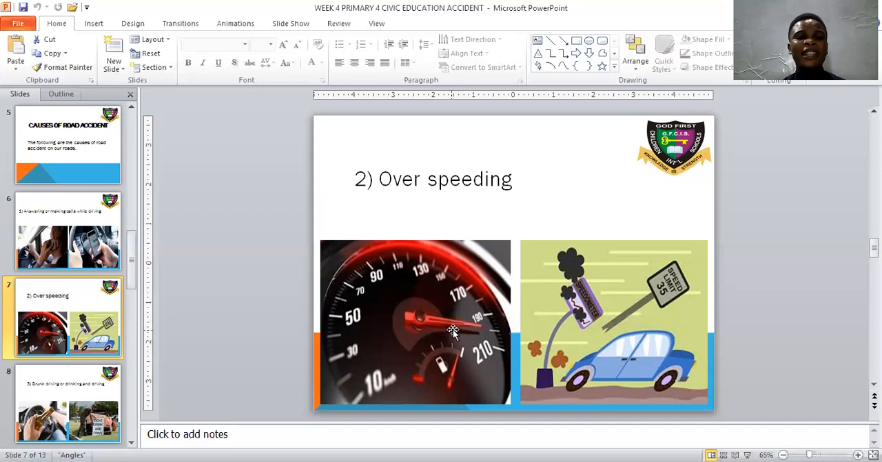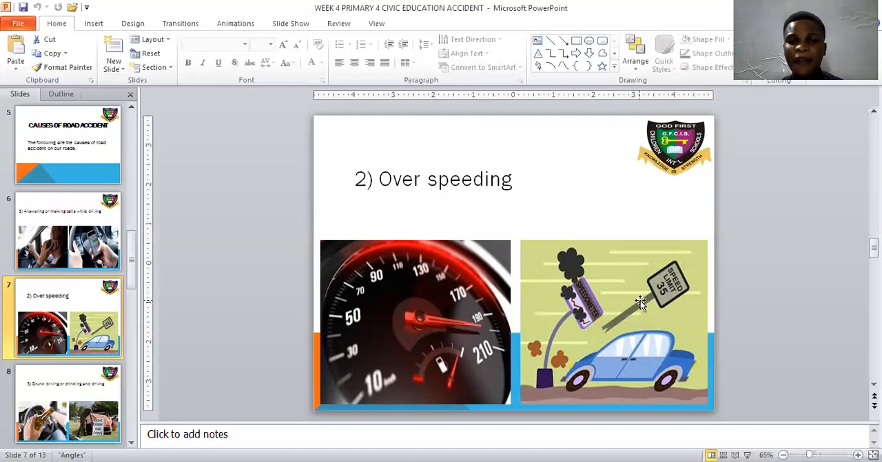Whenever you see the long red hand pointing to 100, 120, 140, alert the driver. Tell the driver to please stop or slow down. Is that taken? Because whenever you see somebody driving as high as 170, 180, that is a suicide mission. That can cause an accident, a fatal one for that matter. Please raise alarm. Do not look and keep mute. Do not keep quiet.